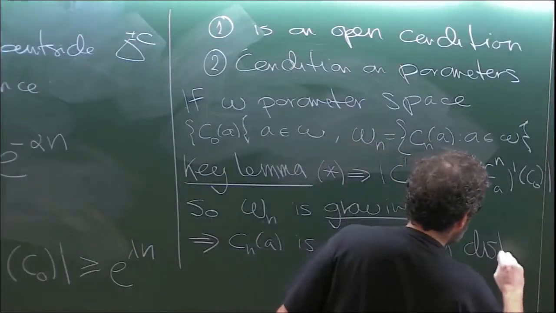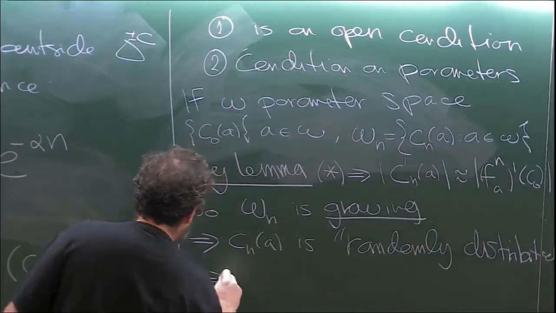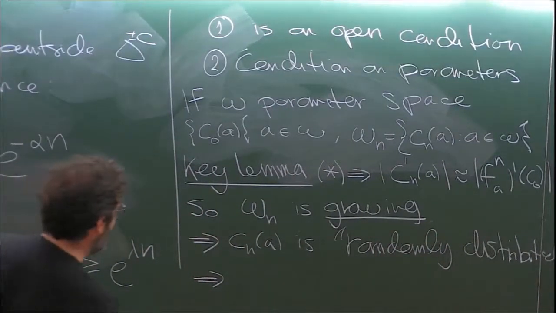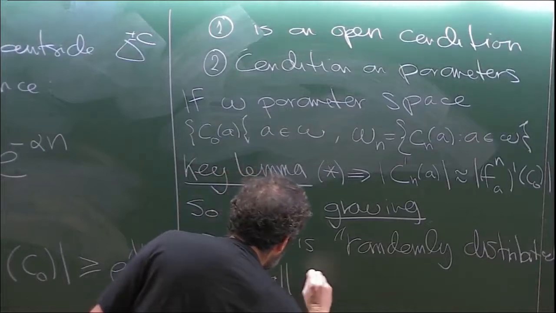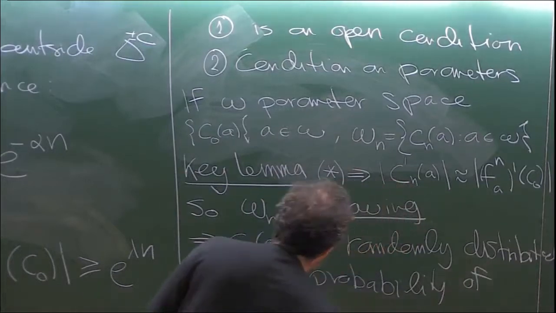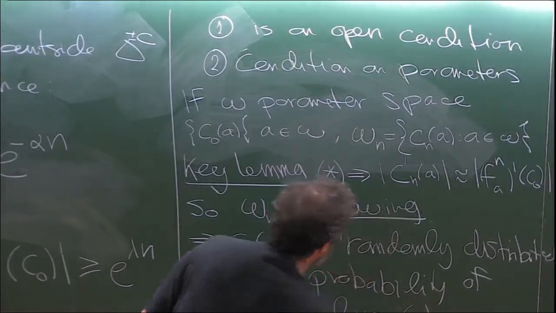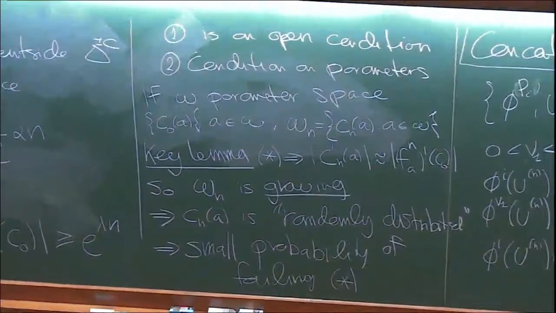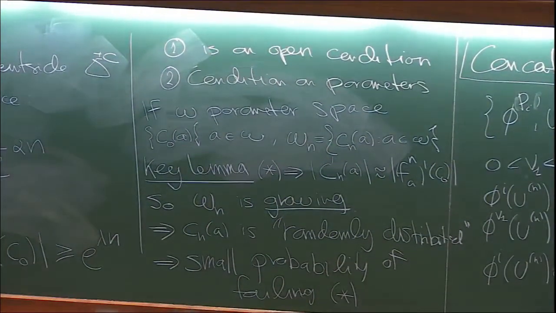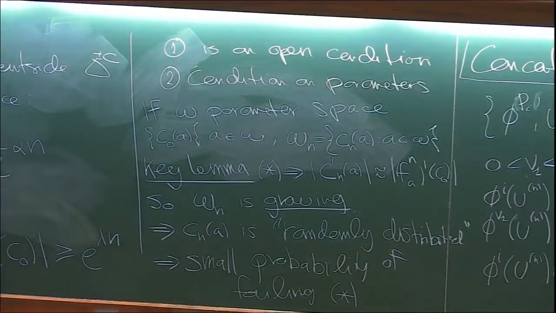Randomly distributed. And this implies that we have a small probability of failing condition star. And this is a heuristic, but this is actually the argument. This final part of the argument is indeed kind of probabilistic, in the sense that you do not know exactly which parameters you're throwing away and which ones you're not throwing away.